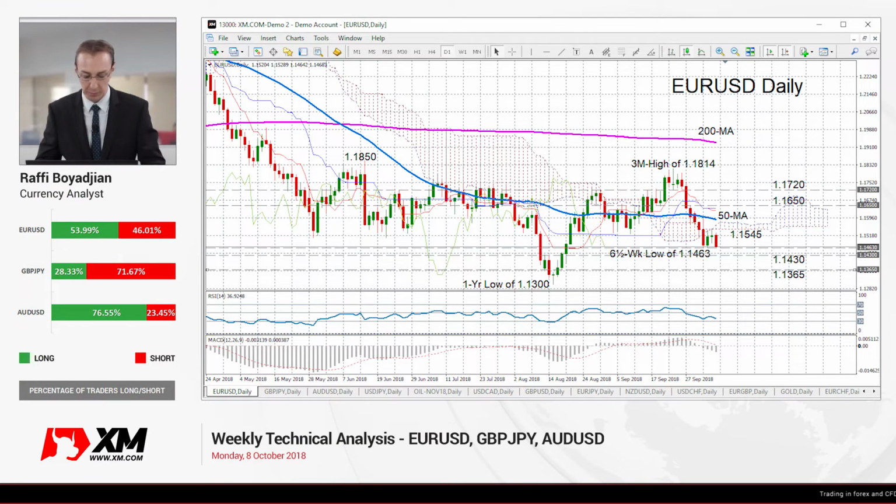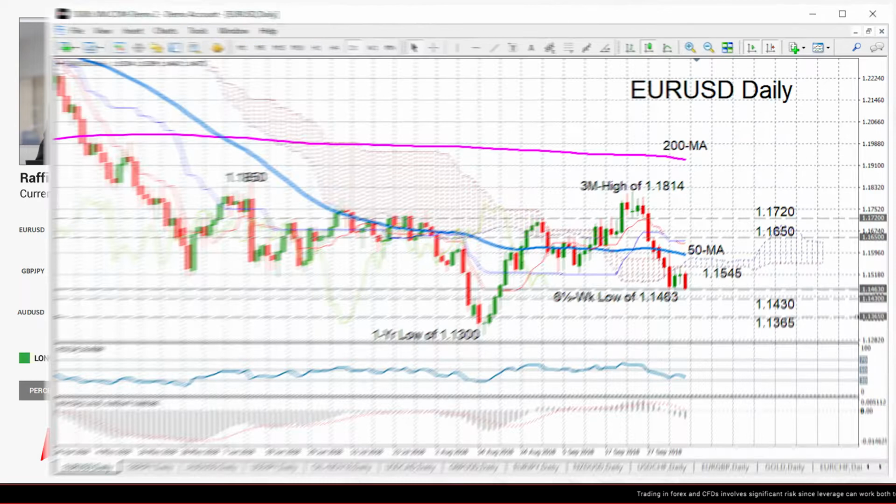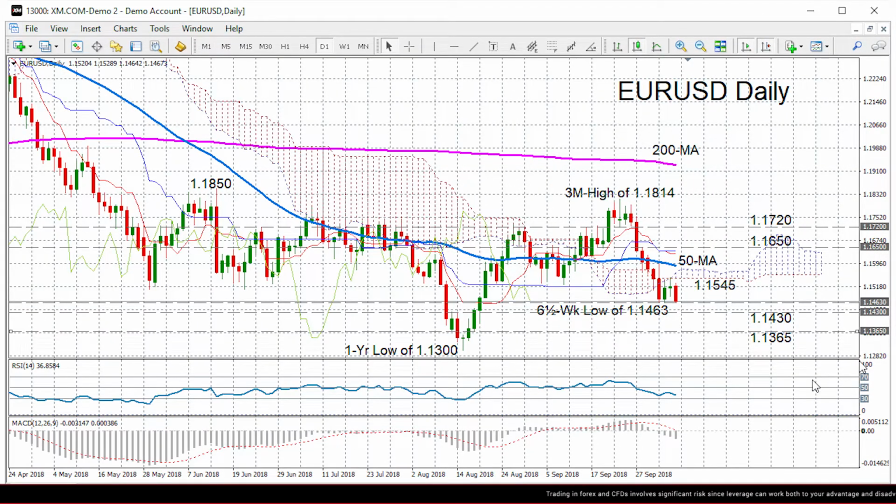The pairs we're going to be looking at for this week are the euro dollar, the pound yen, and the Aussie dollar. Starting first with the euro dollar, we can see from the momentum indicators that the near-term bias is looking fairly bearish at the moment. RSI is sloping downwards, and the MACD has crossed into negative territory and is below its red signal line.